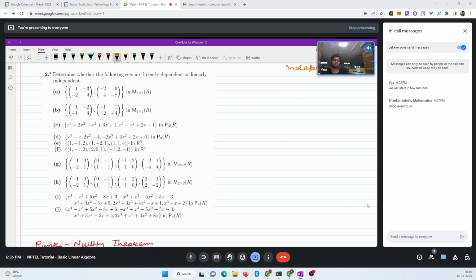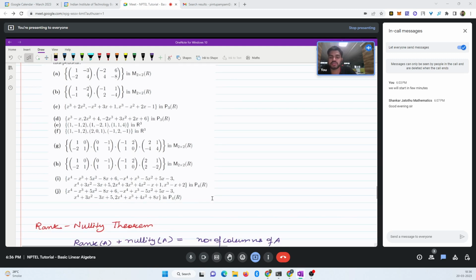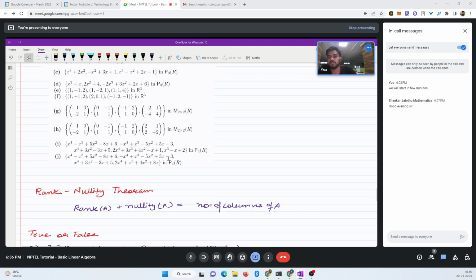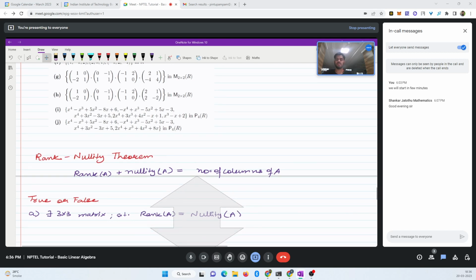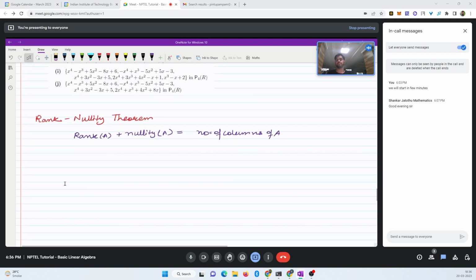We'll try to solve these examples towards the end because these examples would take time, and whatever time is left towards the end, we'll try to solve these examples. Before that, let's move to something called the rank nullity theorem. I have defined these things before, but just to make sure that all of us are on the same page, I'll just define what is rank and nullity of a matrix A.